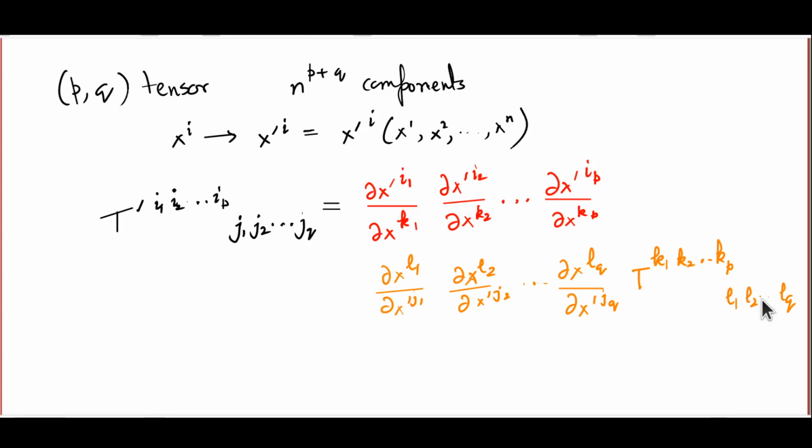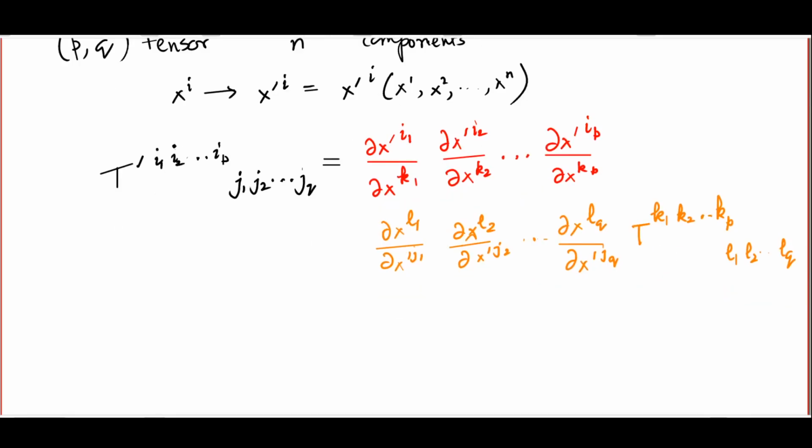And this is how the definition of a (p, q) tensor goes. It is a bunch of n to the p plus q components which transform according to this particular rule under a coordinate transformation. In addition to this, let me stress that sometimes we do say that tensors transform according to this rule, but that is a bit of an abuse of language. It's not really the tensor which transforms. It is the components which describe the tensor which transform when you go from one coordinate system to another.